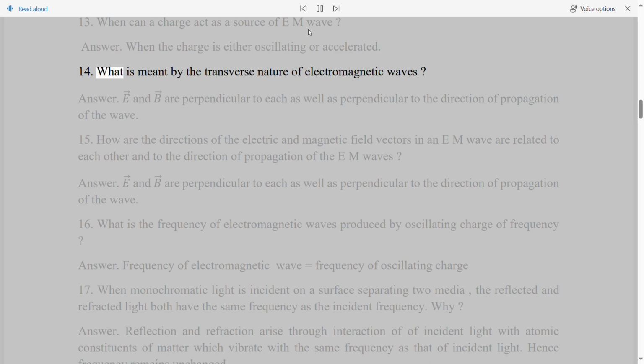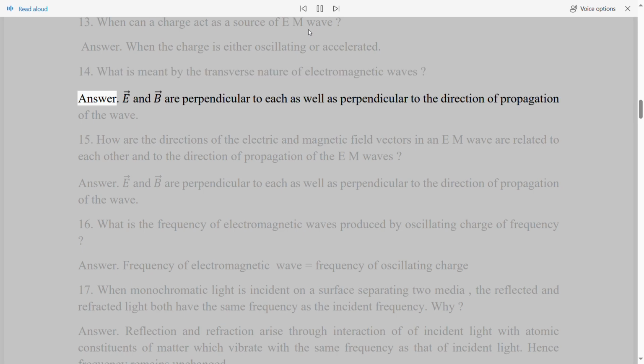15. What is meant by the transverse nature of electromagnetic waves? Answer. E and B are perpendicular to each other as well as perpendicular to the direction of propagation of the wave.